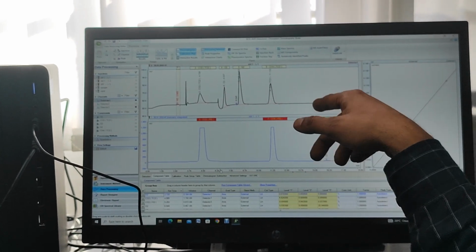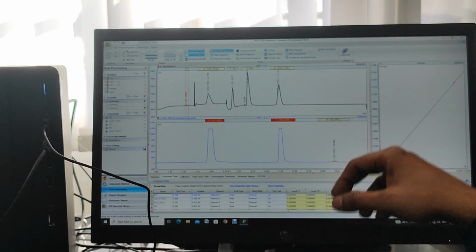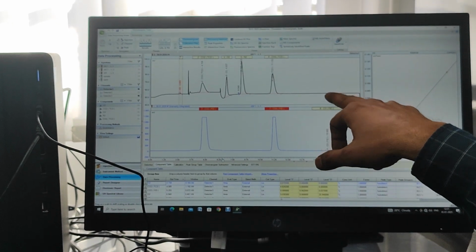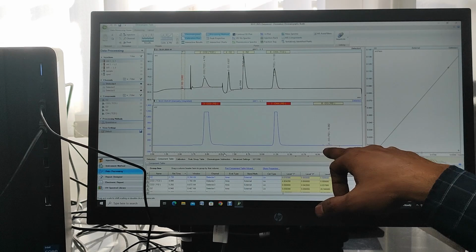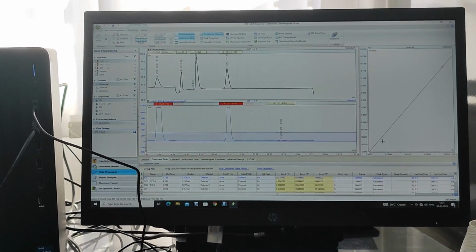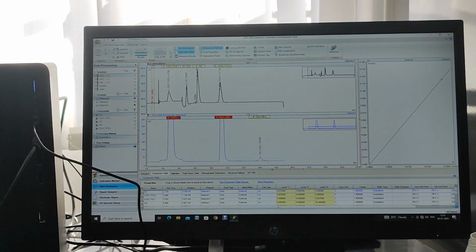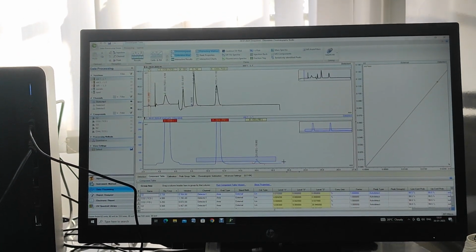Now time for CO. CO is very low in concentration, it is not possible to detect in TCD, but it is converted into methane, now it is detected in FID. See, that 100 ppm CO is converted into methane, now it is well detected in FID.